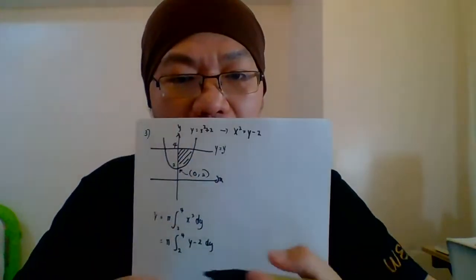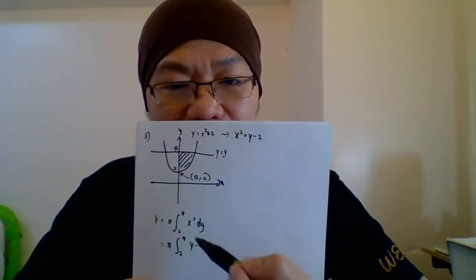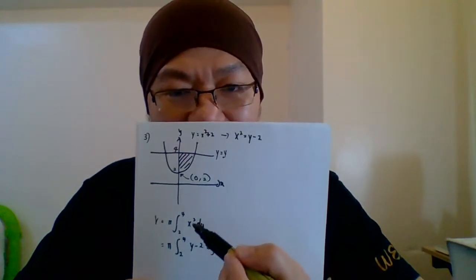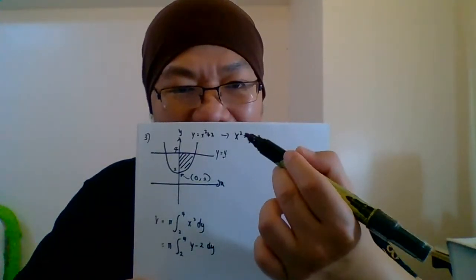So actually we can simplify this so that it becomes the limit 2 to 4 of y minus 2 dy. You see here? So x squared equals y minus 2. So no need to put the squared again because x squared, this one is already x squared.